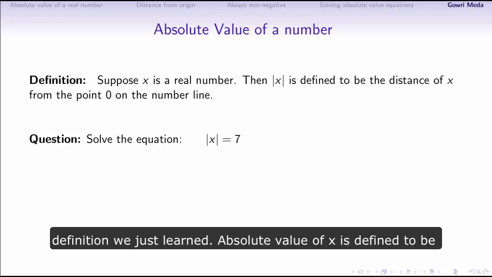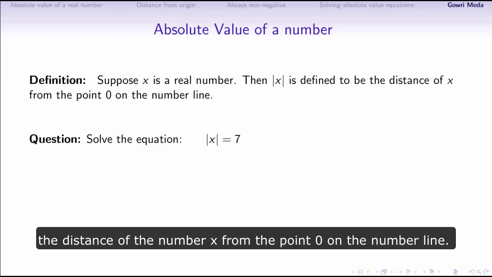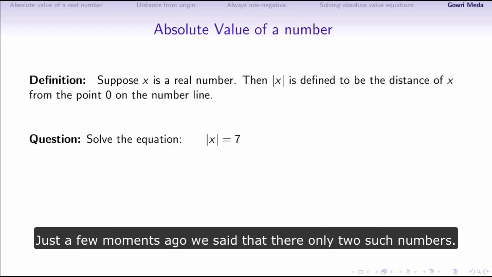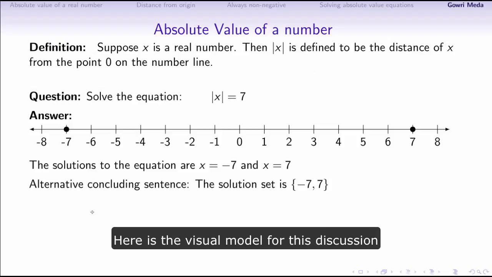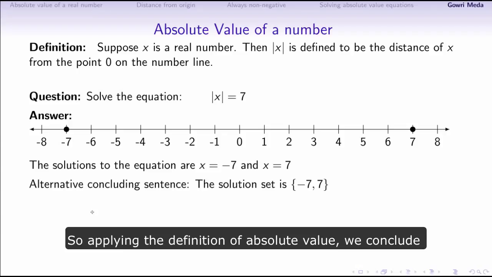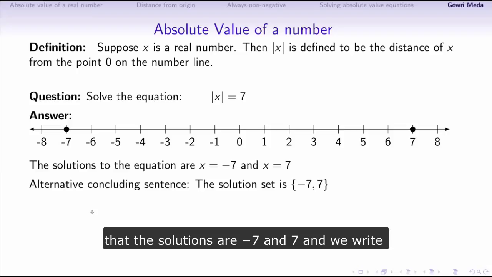Absolute value of x is defined to be the distance of the number x from the point 0 on the number line. This equation says that distance must be 7. So the solutions to the equation are precisely the real numbers whose distance from 0 is 7. Just a few moments ago, we said that there are only two such numbers. Here's the visual model for this discussion where I have placed solid dots on the number line at the solutions. So, applying the definition of absolute value, we conclude that the solutions are negative 7 and 7.